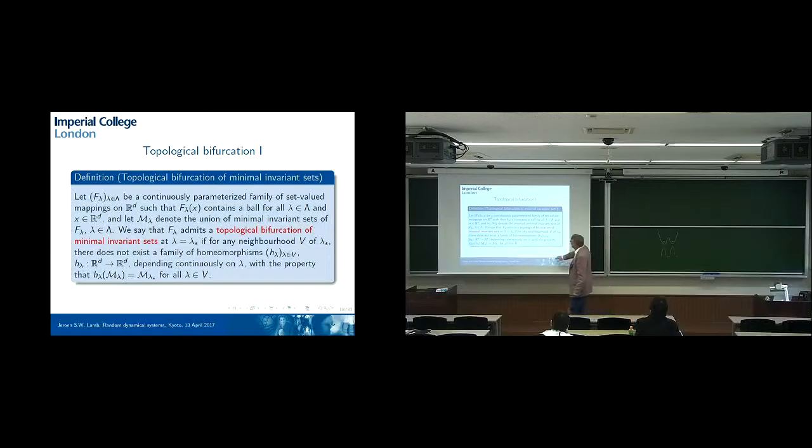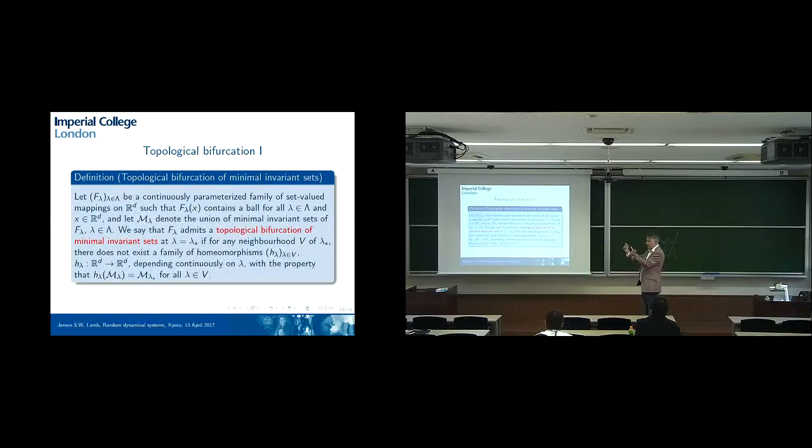So let f lambda be a continuously parameterized family of set-like mappings, and let script lambda denote the union of the minimal invariant sets. These are the things that I'm looking for all the time. We say that f lambda admits a topological bifurcation of minimal invariant sets at some parameter value lambda star if for any neighborhood V of lambda star there does not exist a family of homeomorphisms H lambda, so invertible maps, depending continuously on lambda, with the property that the invariant sets we have at this lambda star are just homeomorphically mapped to those of values nearby.